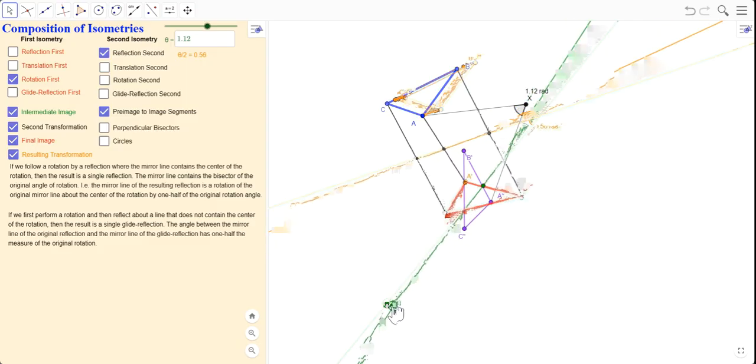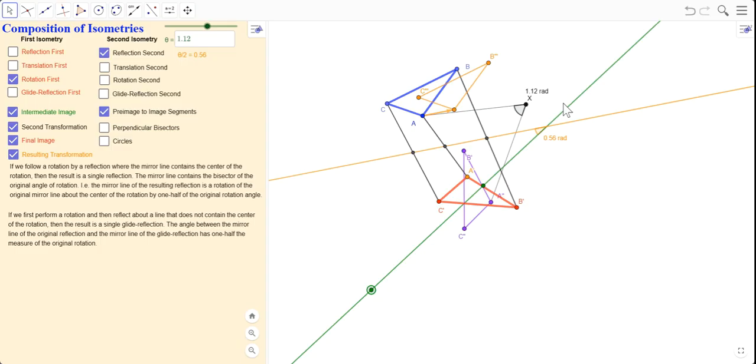But if the center point for the original rotation is not on the mirror line for the reflection, which is performed second, then you get a glide reflection. Okay, so that's kind of interesting.